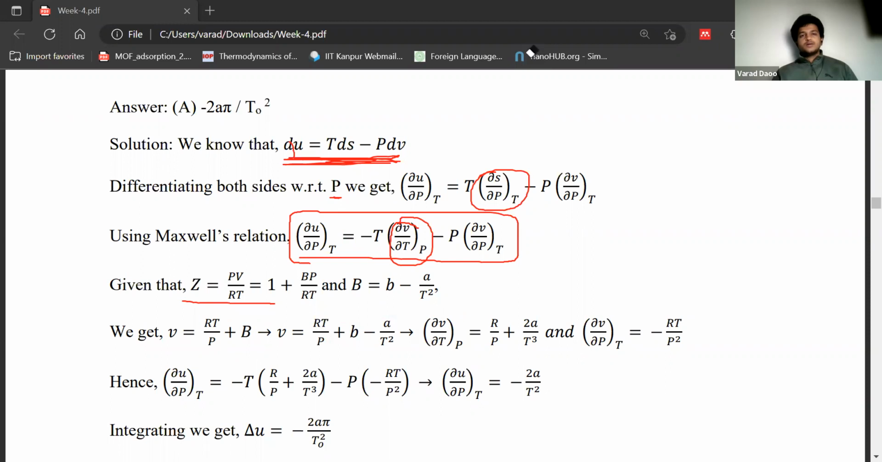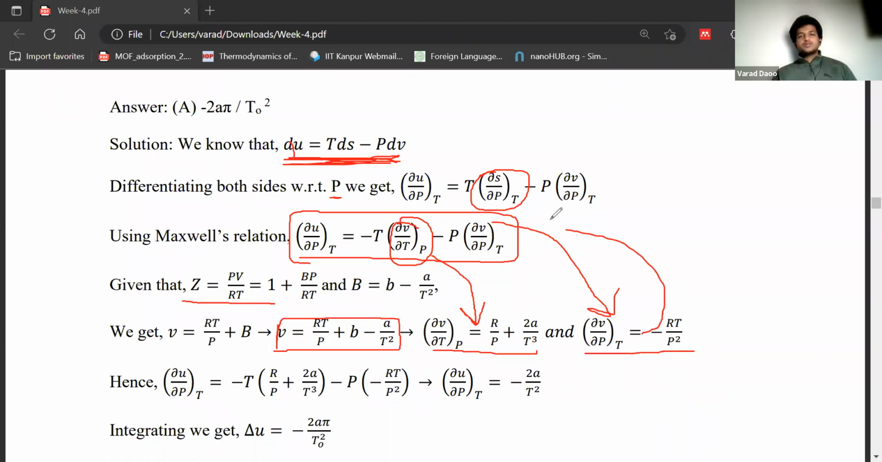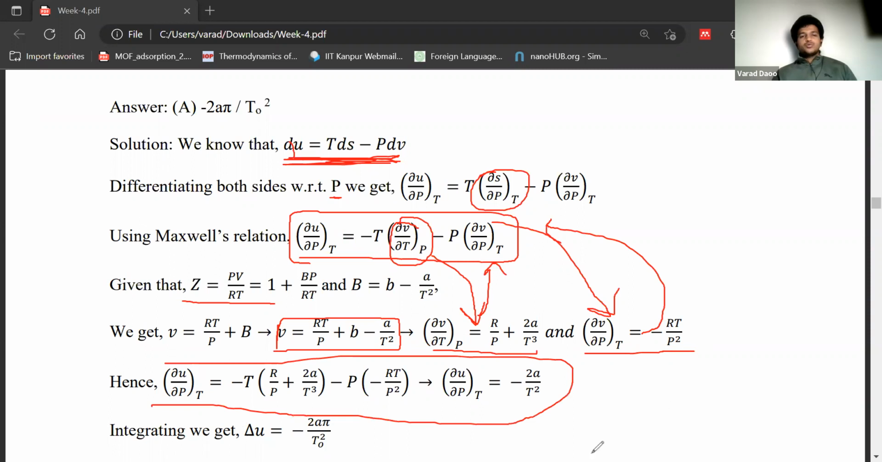We get V as this. Now what we simply have to do is take the derivative of molar volume with respect to temperature at constant pressure. We calculate this also. This is just taking partial derivatives, and then we resubstitute it in this expression. We get this. Basically, dU by dP at constant temperature is nothing but minus 2A by T square.